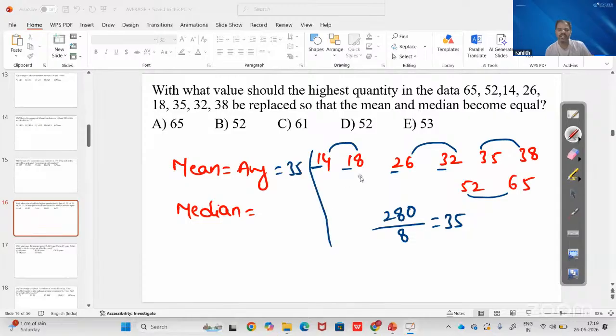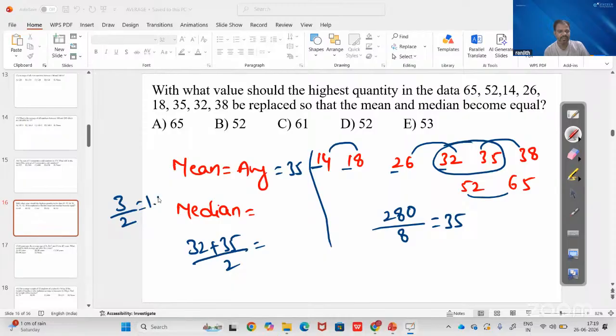We need to write all the values in ascending order. We need to take the average of the two middle terms. What is the average of the two middle terms? 32 plus 35 by 2. So no need to add these two values. We need to take the difference. Difference is 3 by 2. 3 by 2 will be equal to 1.5. So that is 32 plus 1.5 or else 35 minus 1.5. So that will be equal to 33.5.